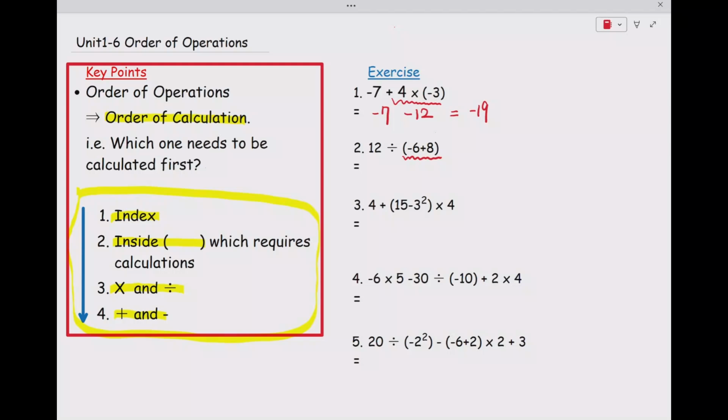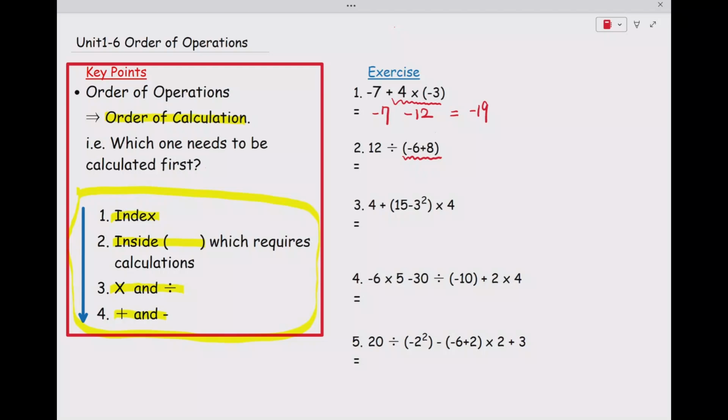Here's something to keep in mind. Some people may wonder, wasn't addition and subtraction supposed to be calculated last? That's yes and no. Well, in this case, the additions and subtractions are inside the brackets, and the contents of the brackets must be calculated first even if they are additions or subtractions. So be careful.